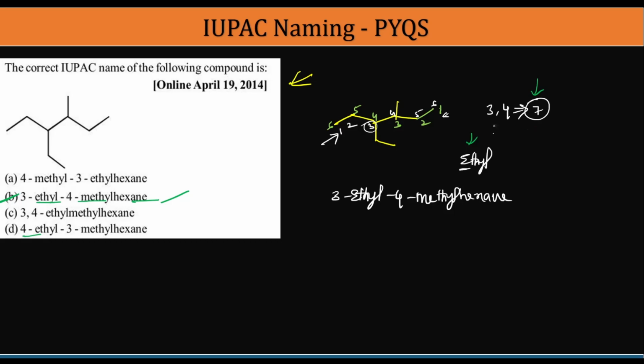First priority is that you need to see the sum. Then if it is same, then comes alphabetical order, which comes first, we have to give the least numbering to that particular one. Here E comes first, then M. So that's why this ethyl should get less numbering rather than methyl. So I hope it's clear for you.